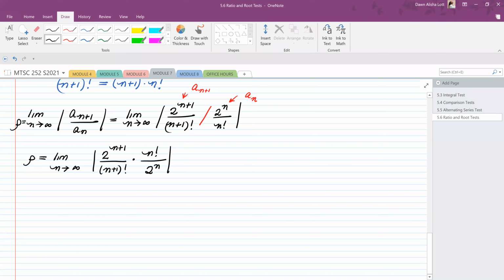Okay, so this is always really a very nice problem when you're looking at factorials, because now I have the absolute value of 2 to the n plus 1 over 2 to the n, and then n factorial over n plus 1 factorial. Okay, I forgot my limit.